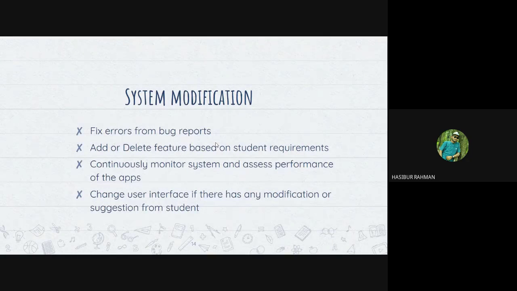Now this is system modification. Firstly we have to fix errors and bugs that come from reports, and then we have to add or delete features based on student requirements. Then we have to continuously monitor the system and assess the performance of the app. And finally change the user interface if there is any modification or suggestion from students.